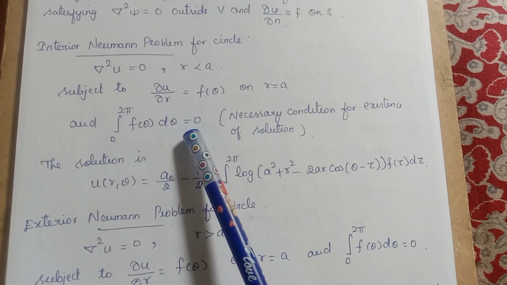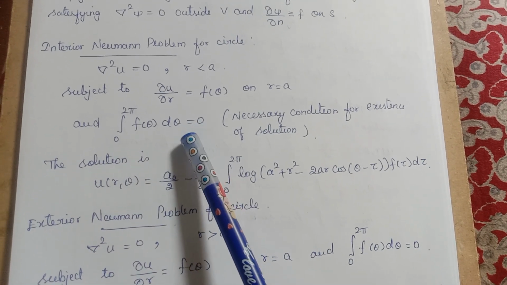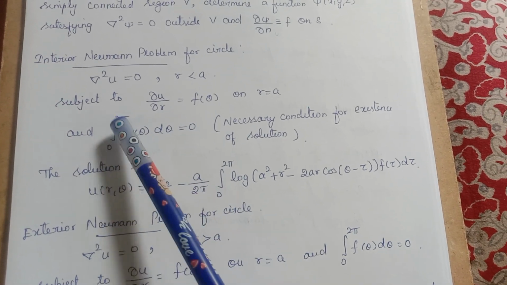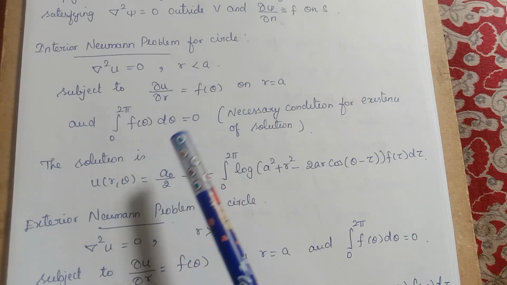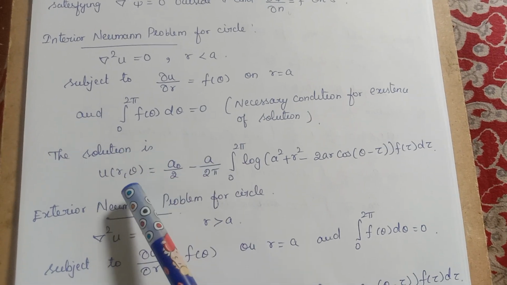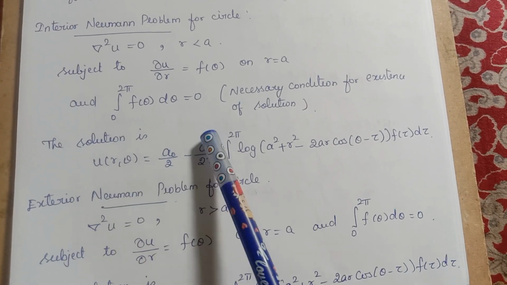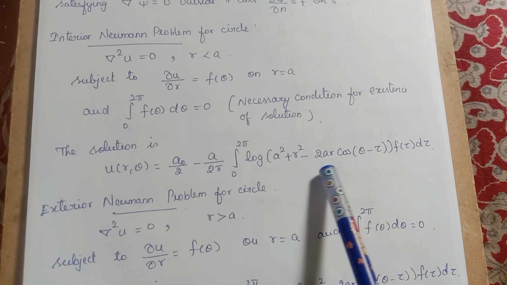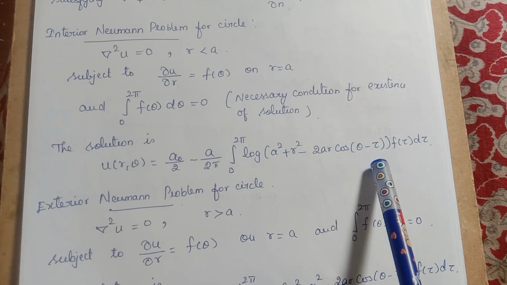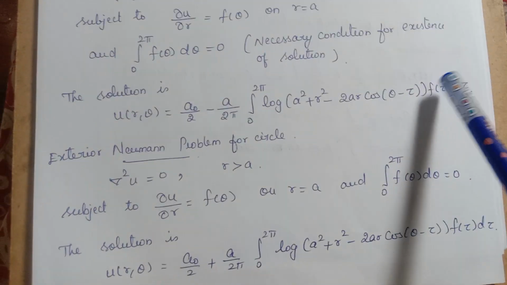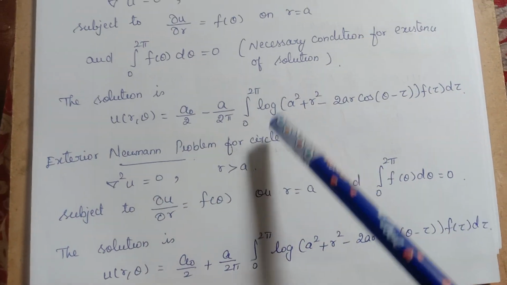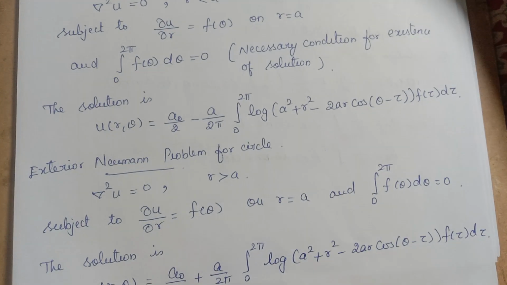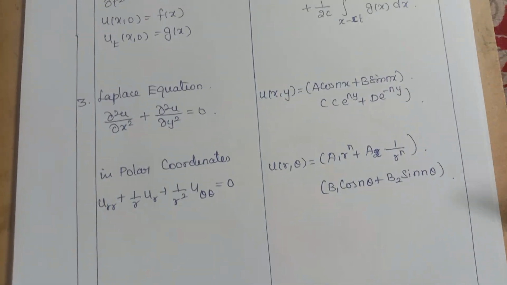This question you may get. Okay, what is the necessary condition for existence of solution of the interior Neumann problem? For that you have to write integral 0 to 2 pi f of theta d theta equal to 0. Okay, right. The solution is given like this: a naught by 2 minus a by 2 pi integral 0 to 2 pi log of a square plus r square minus 2ar cos of theta minus tau, f of tau d tau. Okay, for the exterior Neumann problem, there is a slight change. This will be plus. Okay, so these are the solutions for the Neumann problem, interior and exterior.